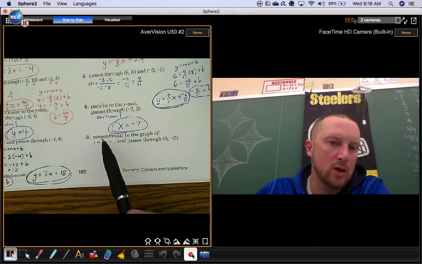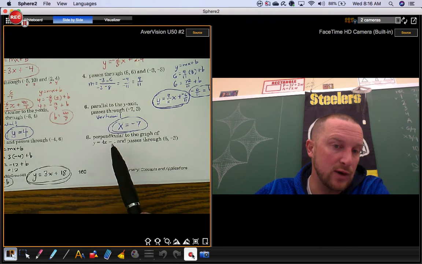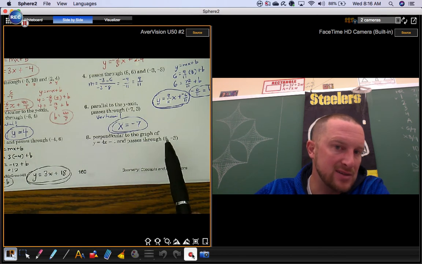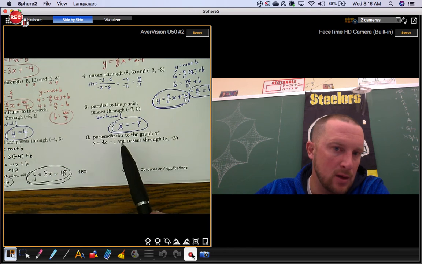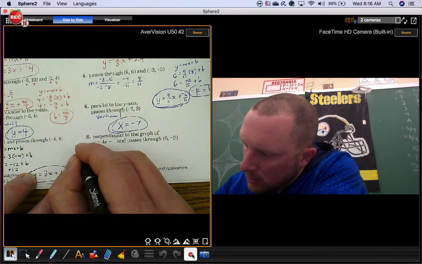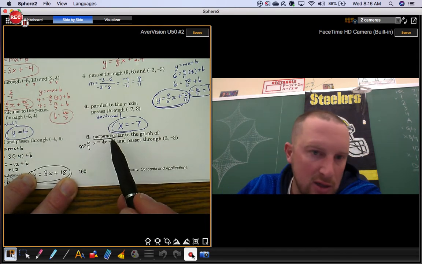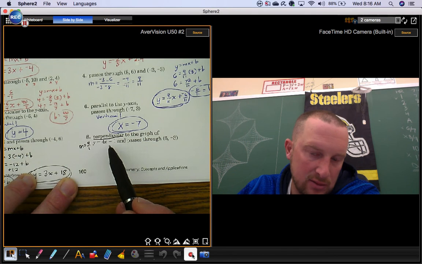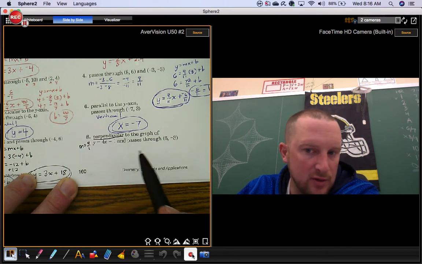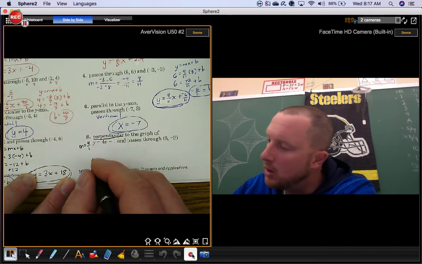Number 8. We want a graph, or an equation, of a line that's perpendicular to the graph of y equals 4x minus 1 and passes through the point (6, -3). If you're going to be perpendicular to this line, what can you gather from this information? Notice how the slope here is 4 over 1. If you want lines to be perpendicular, you need to change the slope of this line so that it's perpendicular to another line. We're going to flip it and change the sign.